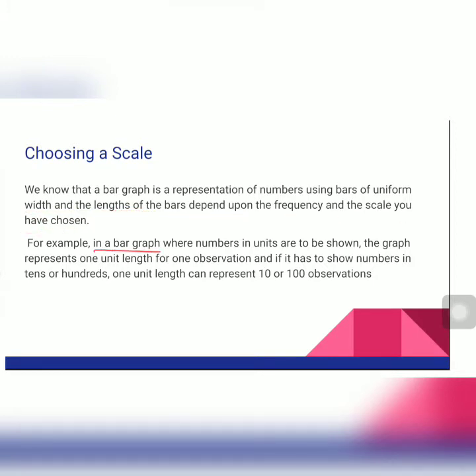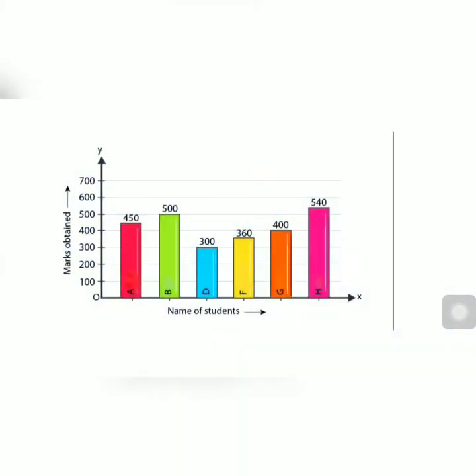For example, in a graph where numbers in units are to be shown, the graph represents 1 unit for one observation, and if it has to show numbers in tens or hundreds, 1 unit length can represent 10 or 100 observations. Let us take an example. Here is a basic bar graph, where different bars are used to represent students, and the height of these bars represents the marks obtained by them in a certain test.